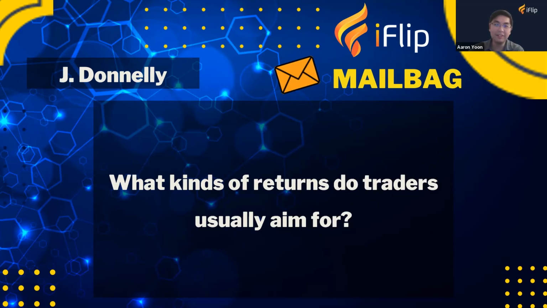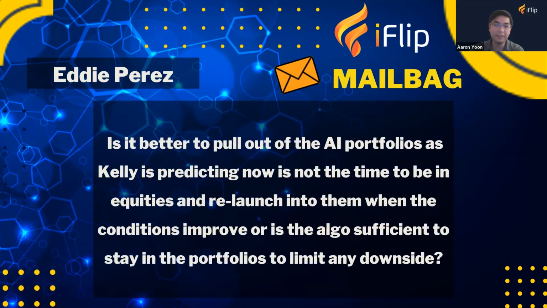And let's move on to our last question of the night, which is coming from Eddie Perez. Okay, Eddie asks, is it better to pull out of the AI portfolios, as Kelly is predicting now is not the time to be in equities, and relaunch into them when the conditions improve? Or is the algo sufficient to stay in the portfolios to limit any downside?